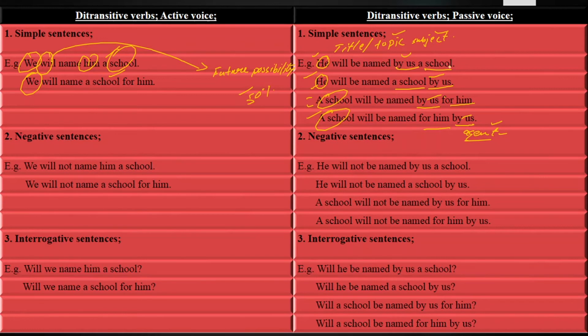He will be named by us a school. He will be named a school by us. A school will be named by us for him, and a school will be named for him by us.